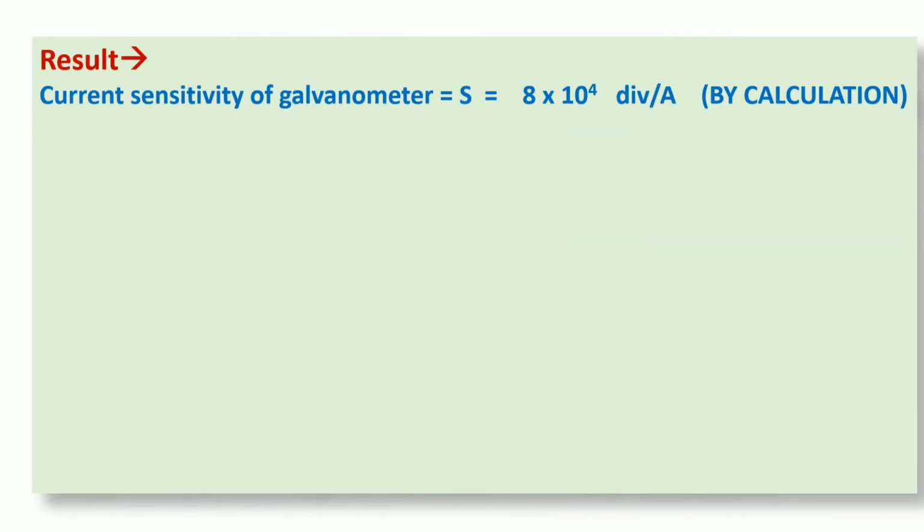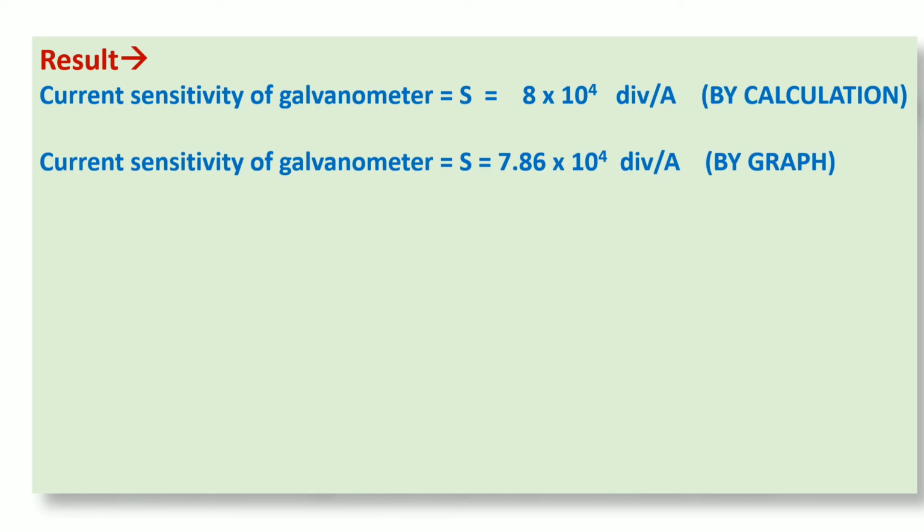Now we will write down the result from this experiment. So current sensitivity of galvanometer by calculation is found to be equal to 8 into 10 raised to 4 divisions per ampere. And from graph, the value of current sensitivity of galvanometer is 7.86 into 10 raised to 4 divisions per ampere. Now these two values are approximately equal to each other. So this is the value by calculation and this is the value by graph.